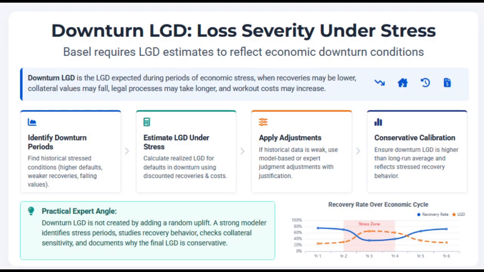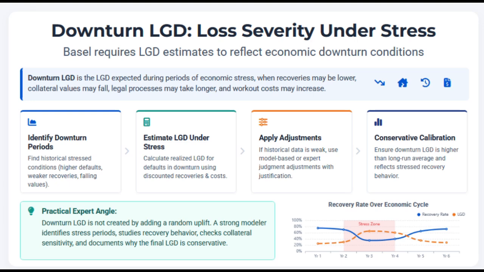The downturn LGD requirements, let's discuss that. Basel specifically requires the downturn LGD, the LGD expected during economic stress. Under the EBA guidelines, it provides a detailed methodology. First, it should identify the downturn periods when LGD was historically worse for your portfolio. It should estimate the LGD under the stress, the average LGD during those periods.